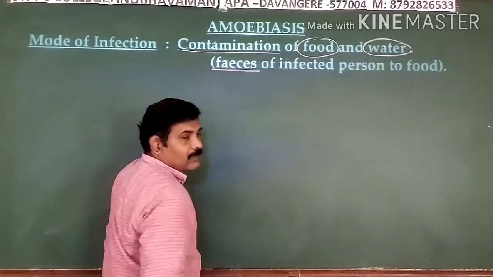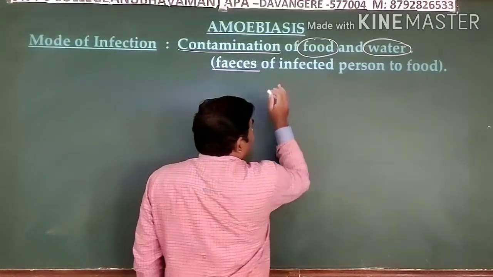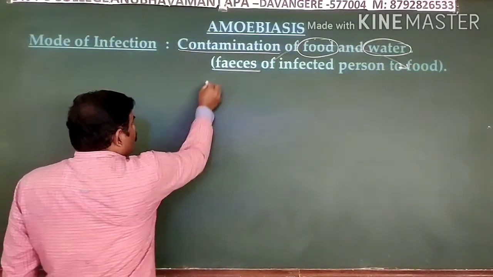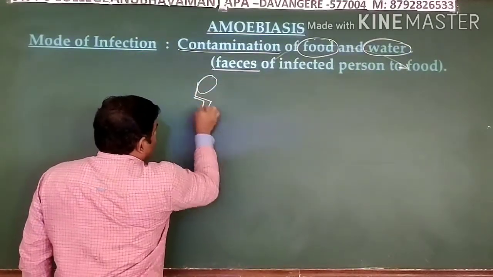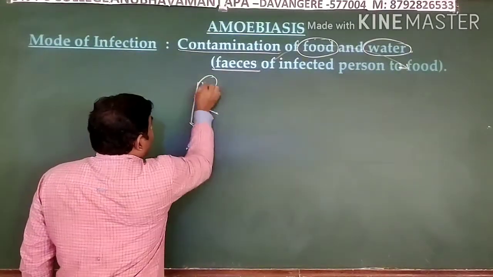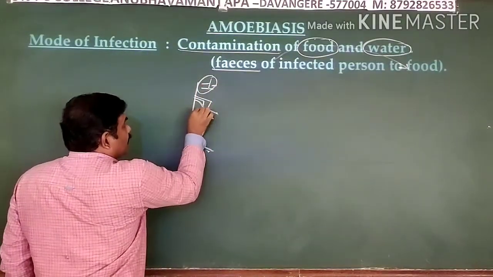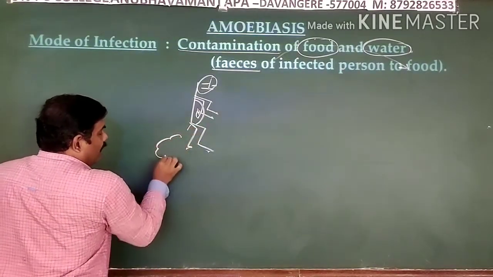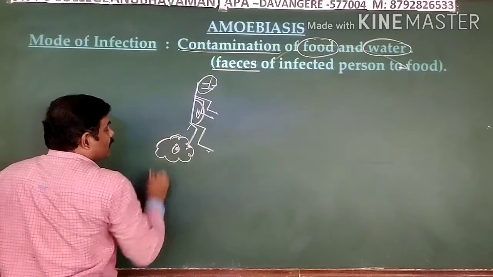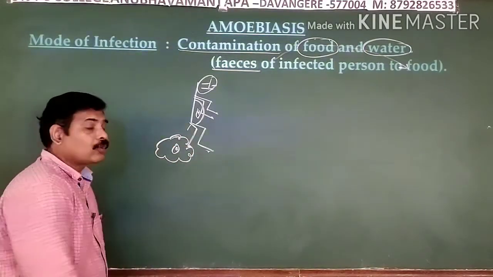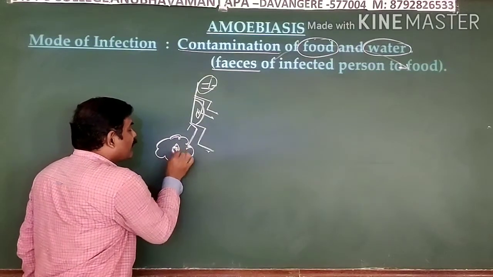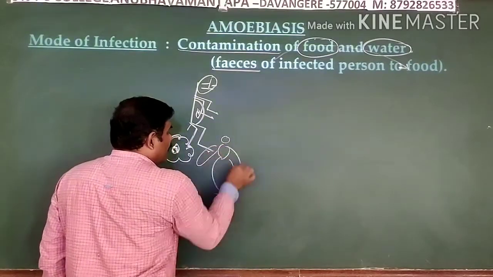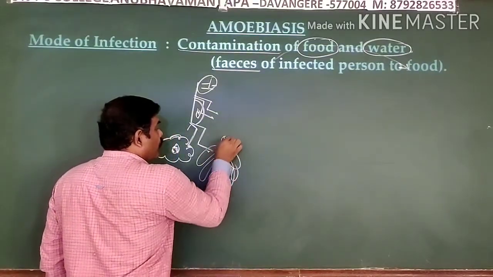The feces of an infected person, if they contain the infective stage, will get transferred to the food. That's one thing. Assume there is a person who is infected by this parasite. I said that this parasite lives in the large intestine. When he goes for defecation, his fecal matter contains the cyst, which we call the tetranucleate cyst, the infective stage of this parasite. There may also be certain mechanical vectors like houseflies, cockroaches and others.